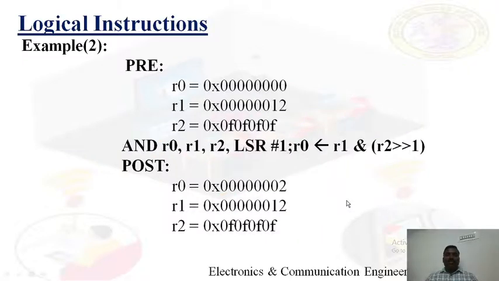Let us move on to the next example. In this example we will again perform the AND operation, but we have changed the source here. Here this becomes Rn and this is Rd. First R2 is logically shifted right by 1 position.